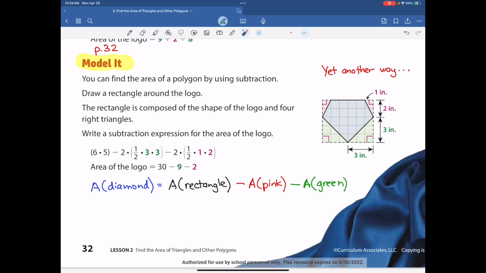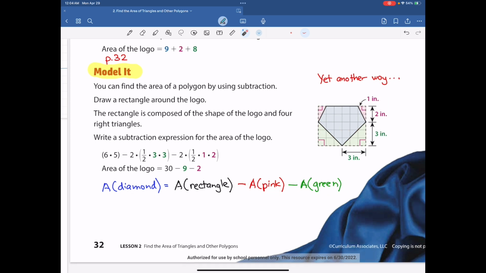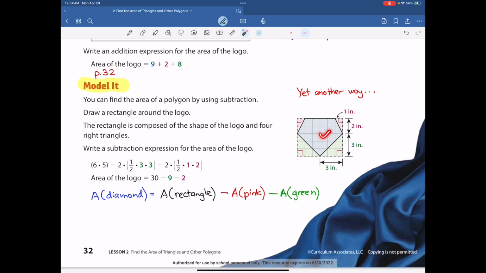So let's just double check that. To get the area of the diamond, start off with the area of the rectangle. There it is. Take away the area of pink. Take away the area of green. And yes, indeed, you do end up with the area of the diamond. So this uses subtraction to figure out the area of that shape.